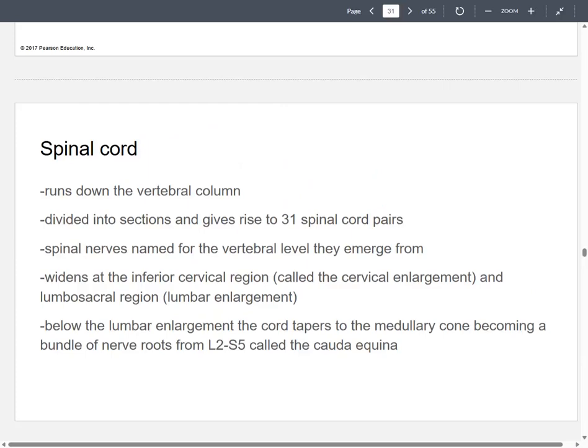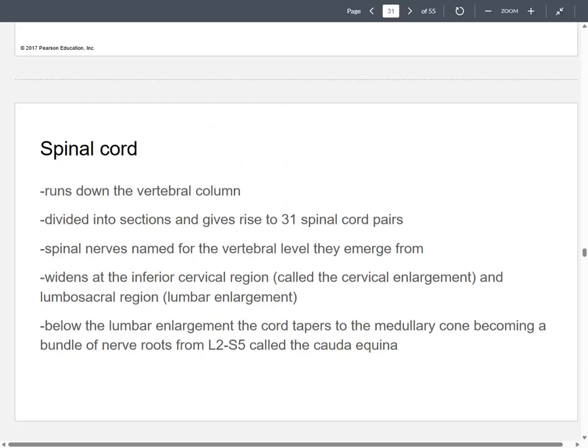Below the lumbar enlargement, the cord is actually going to taper into what we call a medullary cone, and then it's going to become a bundle of nerve roots from about L2 down to S5, and this bundle looks similar to a horse's tail. Very fibrous, very thread-like, and it's actually why it's named the cauda equina.